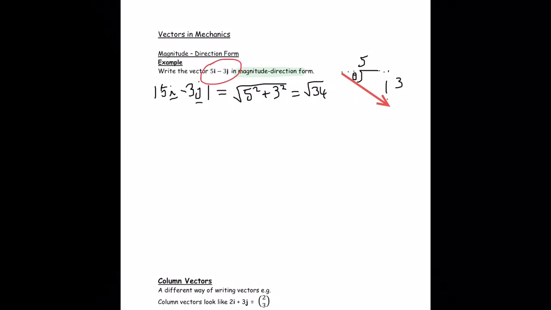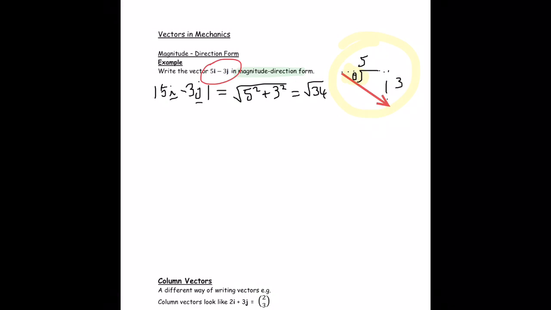Then for the direction, I've already shown, and my advice is to always draw a diagram like I have there, because there's no real given way of where you should measure the angle from. It differs from place to place. WJC tend to like it from the positive x-axis, so I would always draw a diagram of my vector so that the examiner knows I am on about this angle here, the one I've labelled as theta.